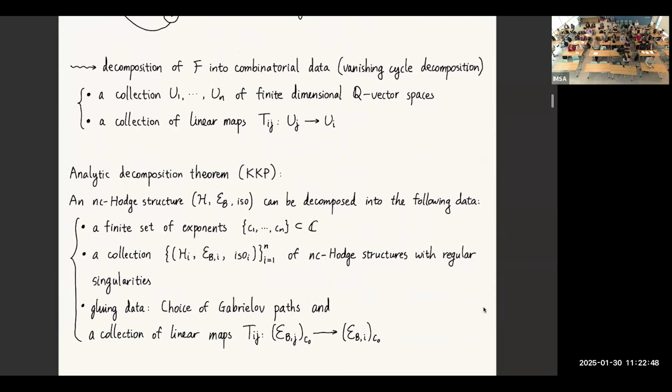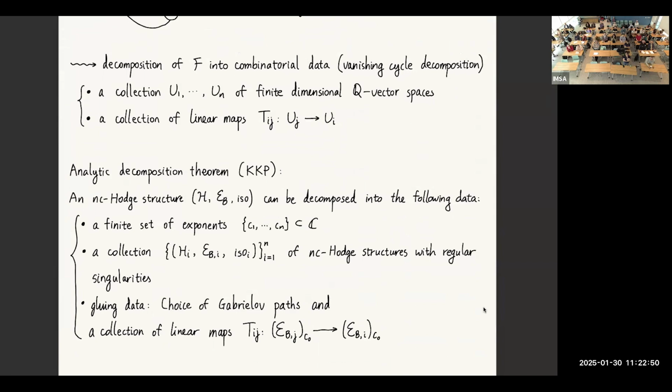Okay. And from this decomposition of constructible sheaves, we can get an analytic decomposition theorem. So we can decompose not just the constructible sheaf, which is like decomposition of the Betti data, but now you combine decomposition of Betti data with decomposition of the de Rham data, and also there is this lattice information, this vector bundle over A1. So you combine everything, and we can get this analytic decomposition theorem from the KKP paper.